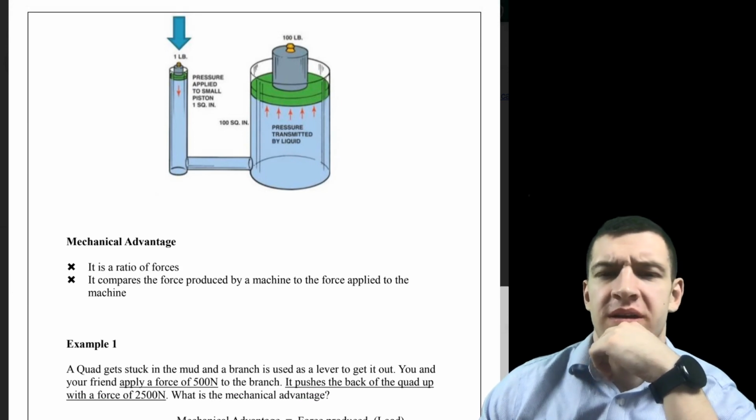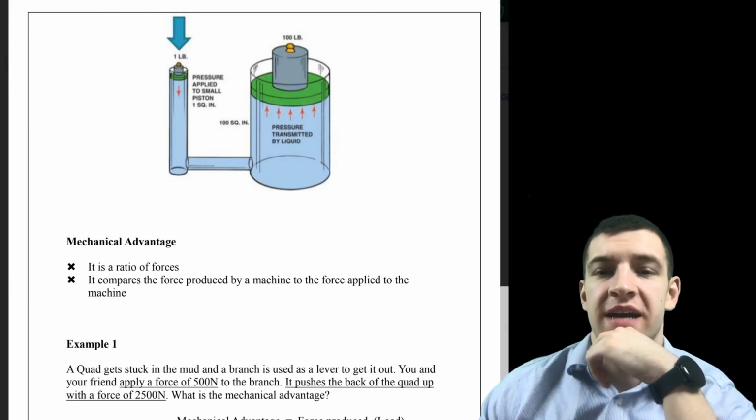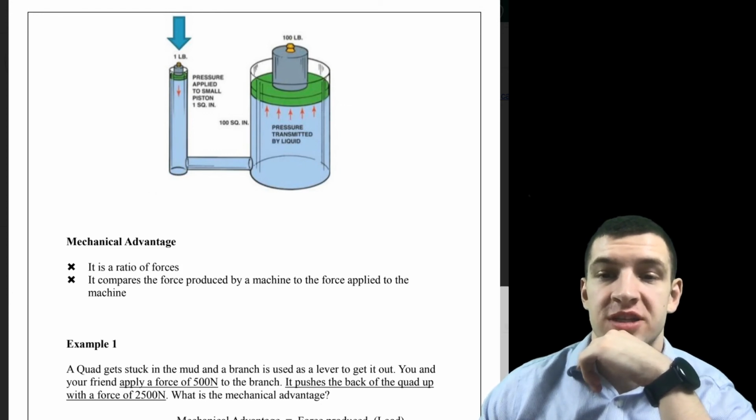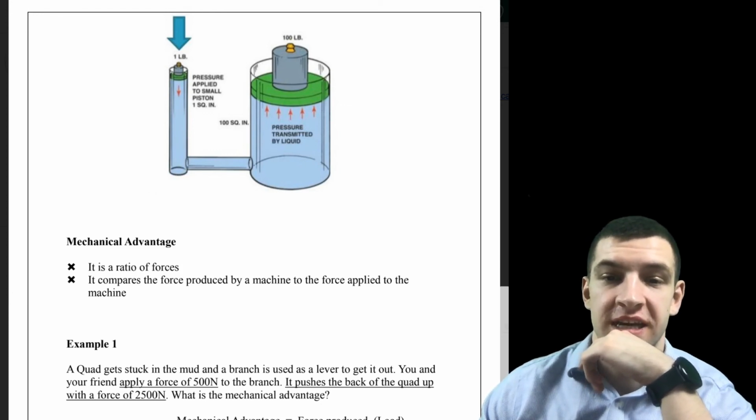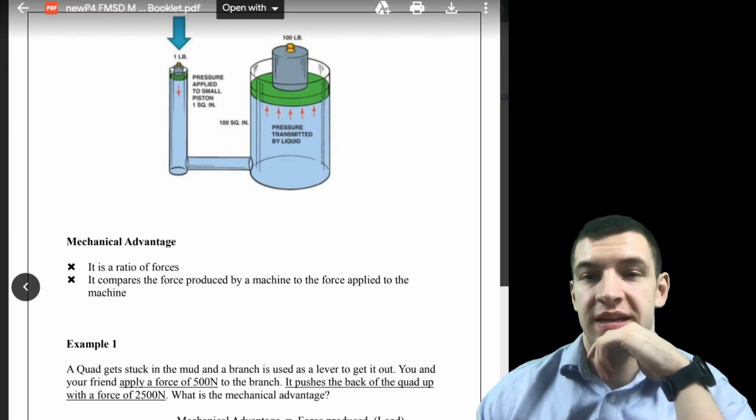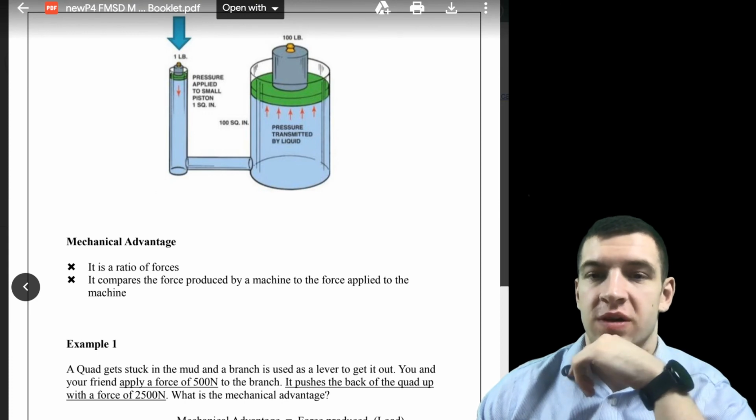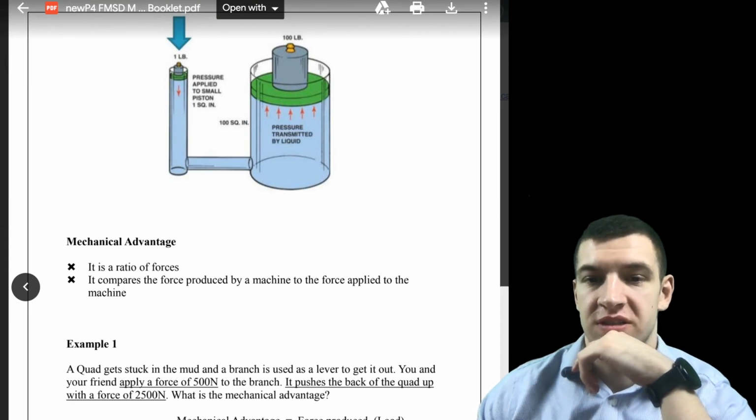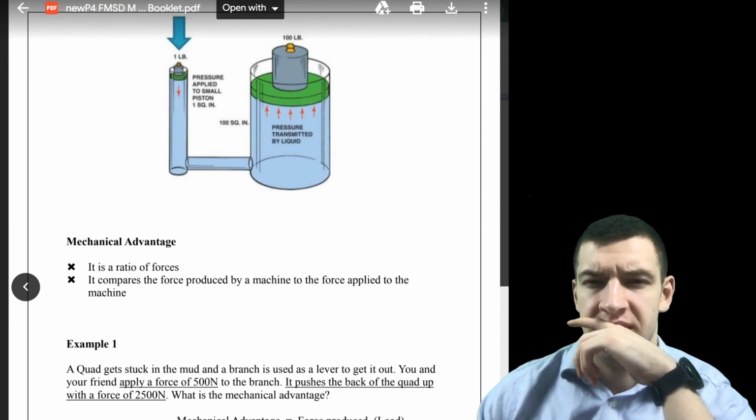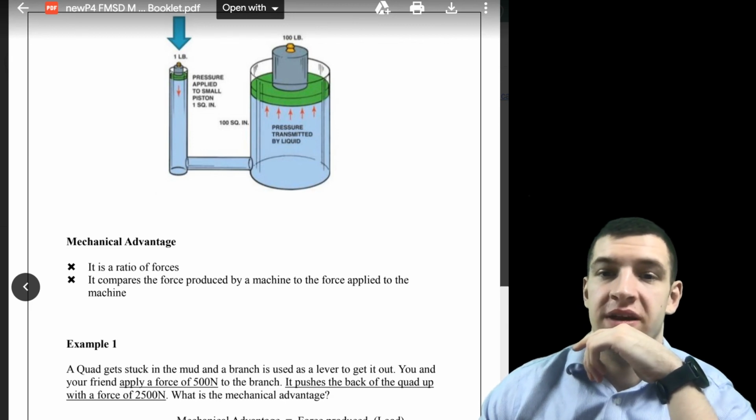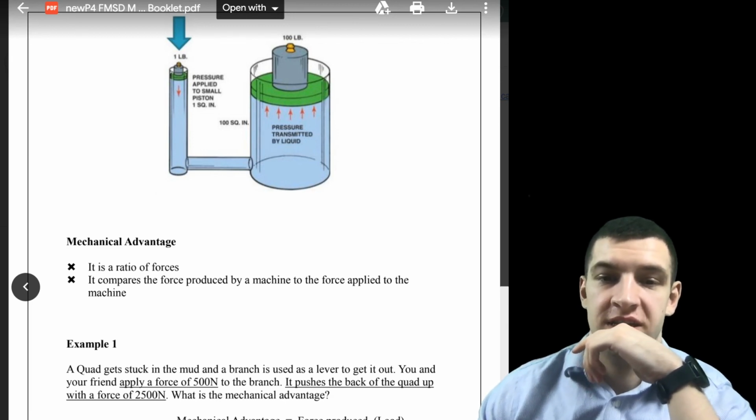So we just want to reiterate mechanical advantage. The mechanical advantage is the ratio of forces. It compares the force produced by a machine to the force applied to the machine. So again, in this case, the force applied to the machine is 1 pound, and the force produced is going to be 100, right? So it's giving you a mechanical advantage.